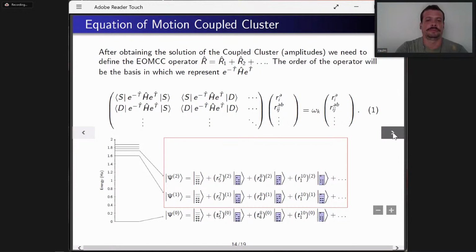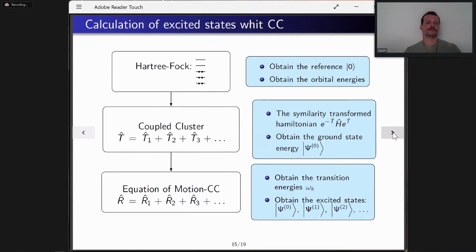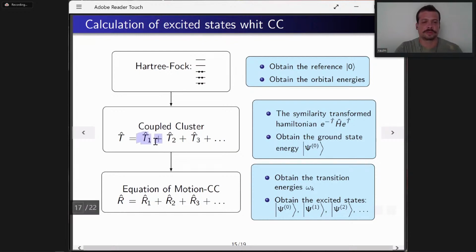To summarize, what we need to obtain first is the orbital energies. We do it with a method that we call Hartree-Fock. Then we have our reference that is formed by these orbital energies, and we can do coupled cluster. In coupled cluster, we select these excitations and truncate this T to obtain the similarity transform Hamiltonian, the ground state energy, and also the ground state wave function. And then we do the equation of motion coupled cluster, where we define R to obtain the transition energies and also the excited state energies.